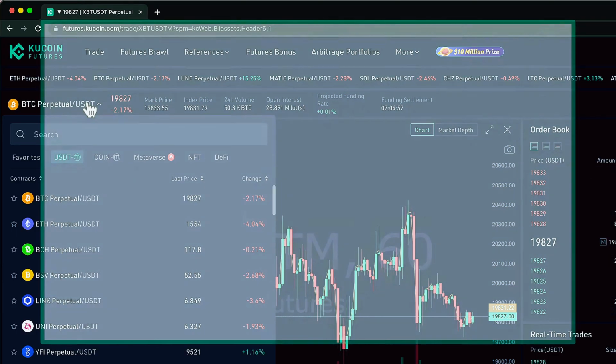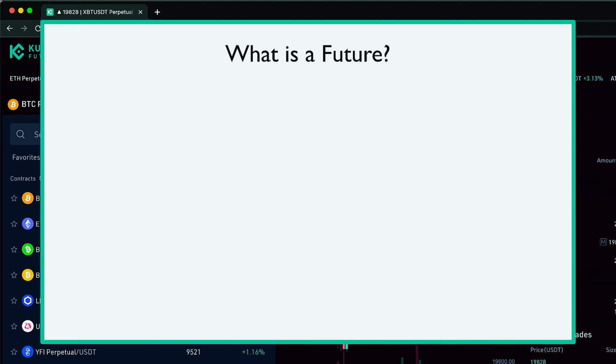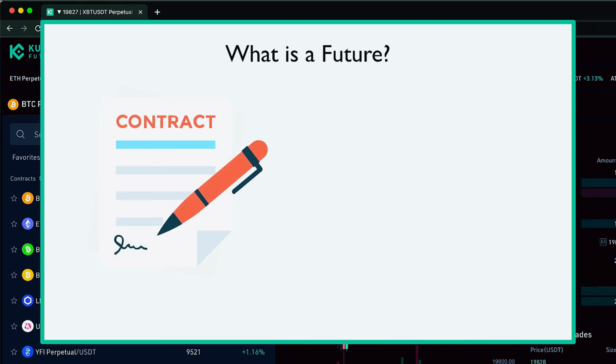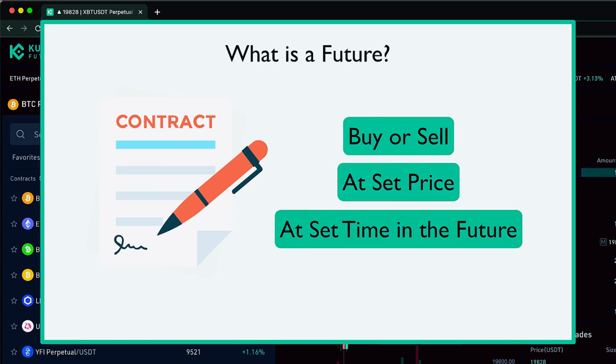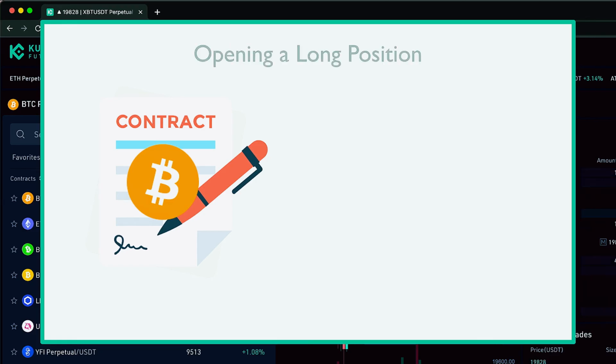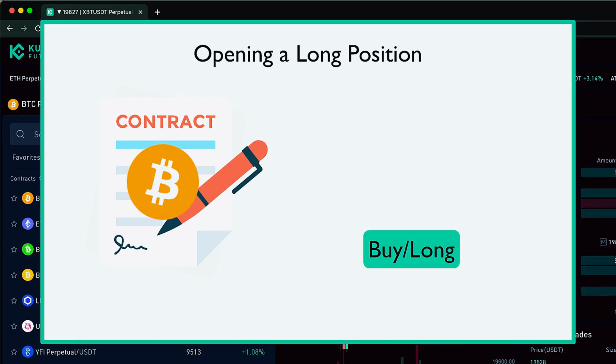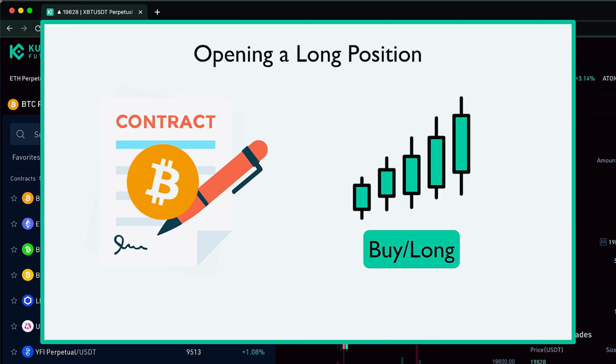But first let's go over what a future actually is. A future is basically a contract saying that we will buy or sell a specific asset at a set price at a specific time in the future. So for example, when we are trading a Bitcoin future, we are not really buying or selling Bitcoin itself like we would do in the spot market, but we are entering a contract saying that we will buy or sell Bitcoin in the future. So for example, when we go long on a Bitcoin future contract, we expect the price of Bitcoin to go up.